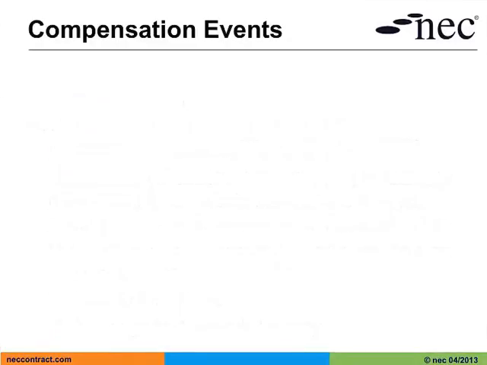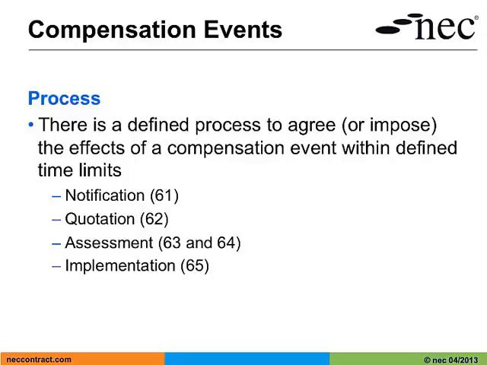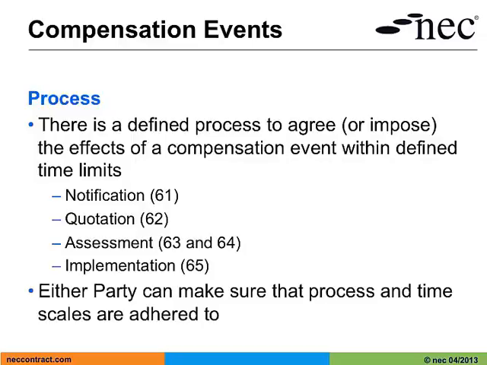We've looked at the compensation events themselves. Let's now look at the process. We have a defined process to agree or impose the effects of a compensation event within defined time limits. The first stage of the process is notification, then we move into quotation, assessment, and finally implementation. Either party can make sure that the process and timescales are adhered to.